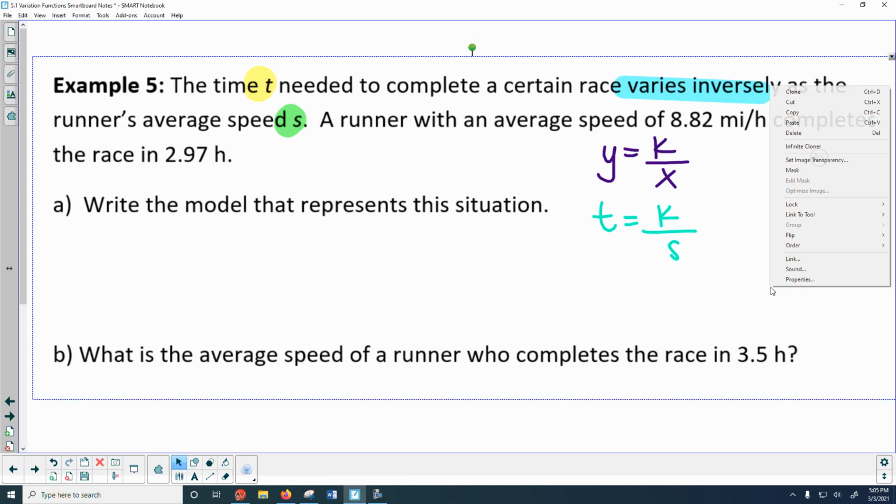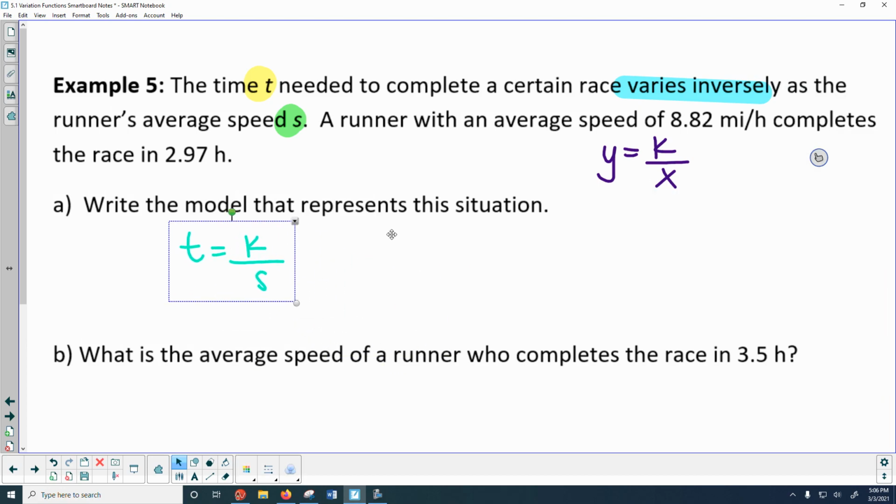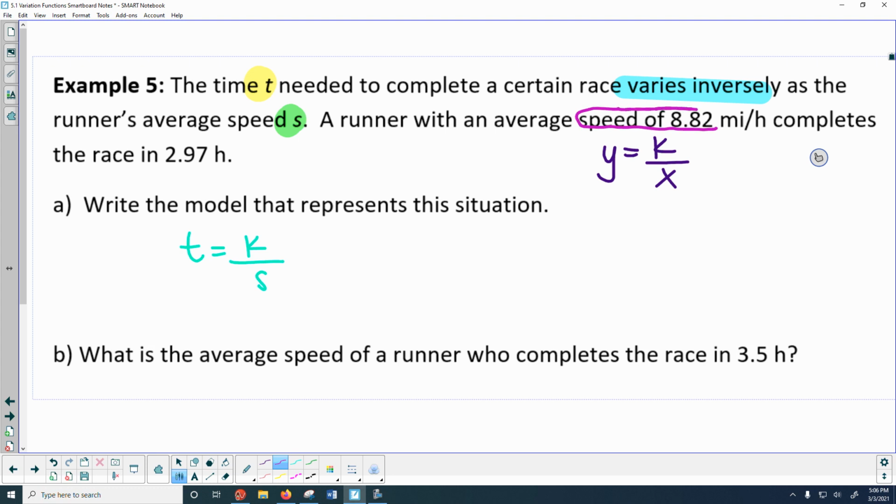Again, I'm going to go ahead and lock this part in place so it's not going to move, and I'm going to drag over this formula we just wrote. Okay, now let's keep reading. It says in this problem that a runner with an average speed, so the speed, the value of s, is 8.82 miles per hour. So s is equal to 8.82. The units are miles per hour. And this runner is going to complete the race in 2.97 hours. Well, that's my time. 2.97, again, h is my hour, which is my unit.